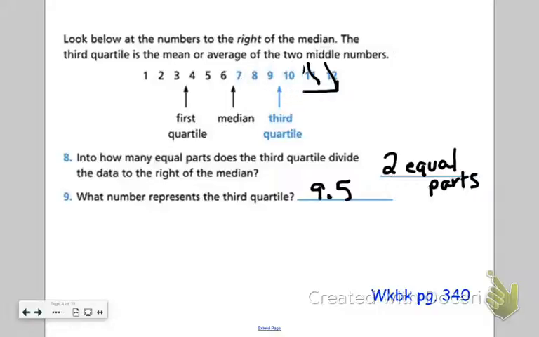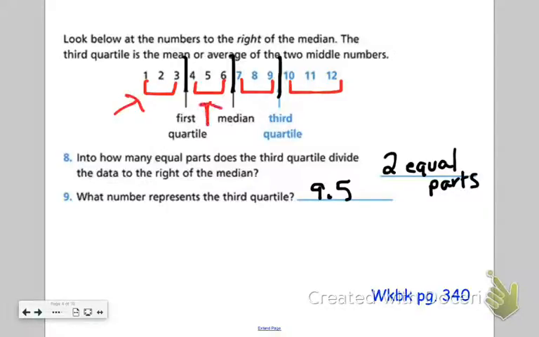So now, if we go back in, you can see we had our median, which divided it into two equal parts, and then our first quartile, which divided it into another set of equal parts, and then our third quartile, which divided it into another set of equal parts. We have a total of four equal parts. We have 1 through 3, 4 through 6, 7 through 9, 10 through 12. We have four equal parts, and each part has three numbers. That's why they are equal parts. They all contain the same amount of numbers.